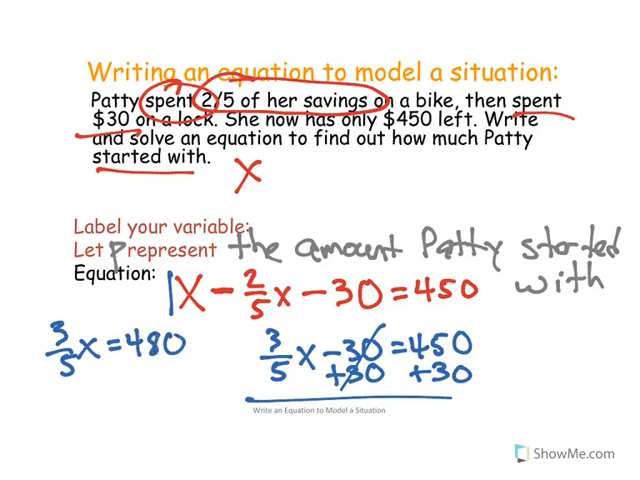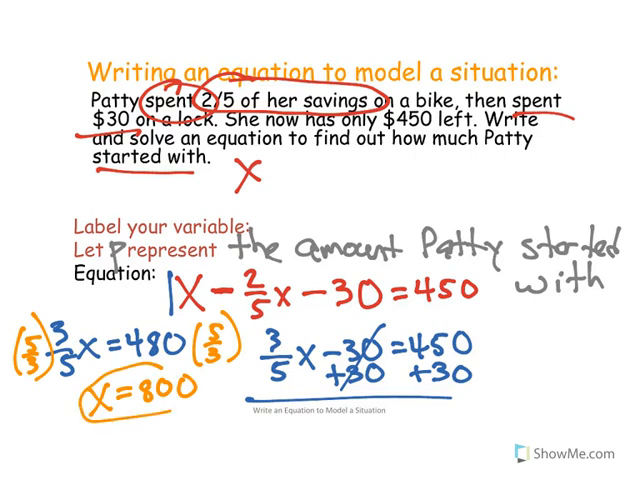We're going to multiply both sides by our reciprocal here, which is 5/3. And that should give me X is 800. Let's go through the problem. Patty started with $800. She spent 2/5 of it, which is $320. That's going to leave her with $480.